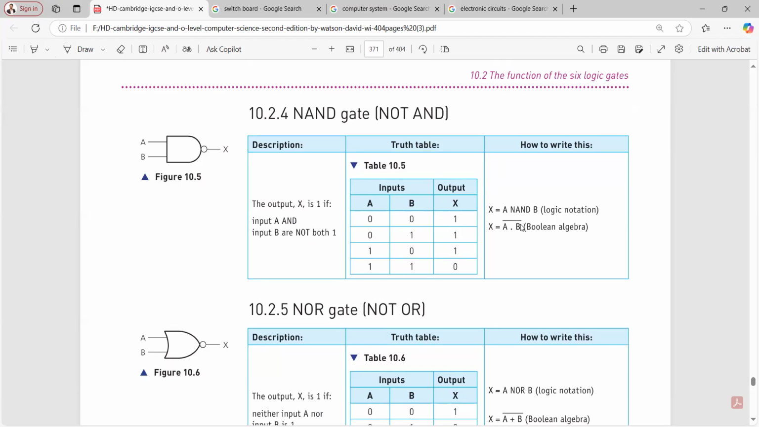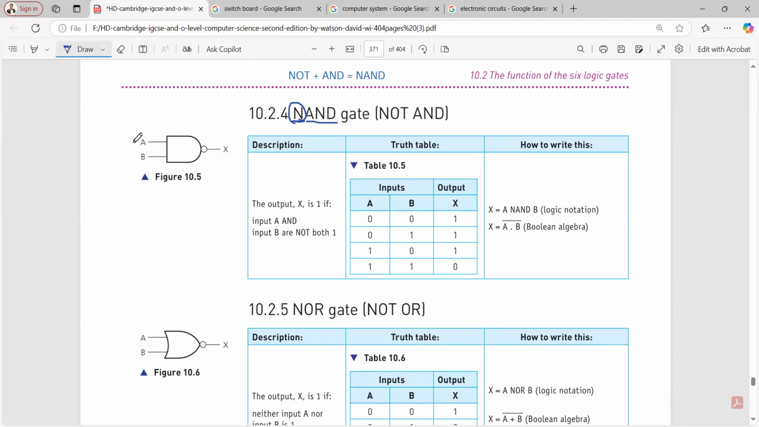Okay, I understand. If the inputs A and B are not both 1, then the output will be 1. Listen, this is a NAND gate. If I break it down, what is this? AND. And what is this? NOT. Yes. This means that this is basically a combination of NOT and AND gate. Also multiply and inverse. Yes, exactly.